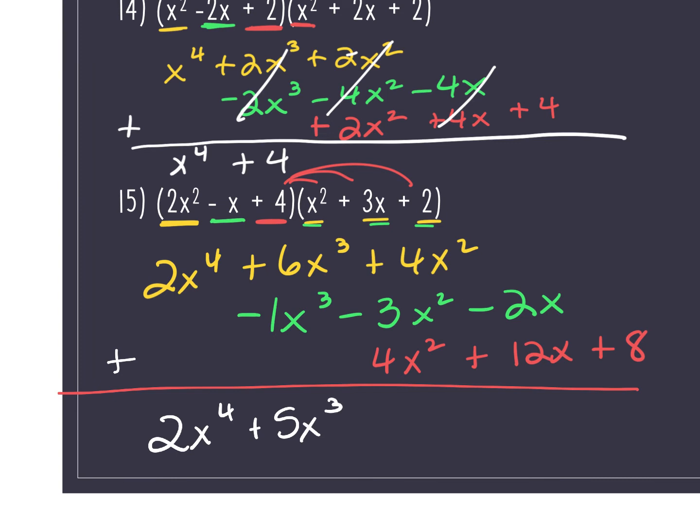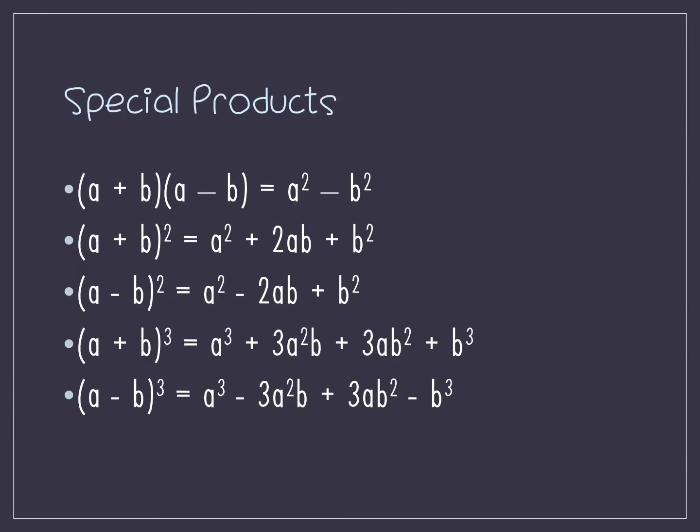And then I'll add up the next column. 4x squared minus 3x squared is 1x squared plus the 4, and I get 5x squared. Negative 2x plus 12x is 10x. Nothing to add to the 8. And I'm done. The next slide has some special products.